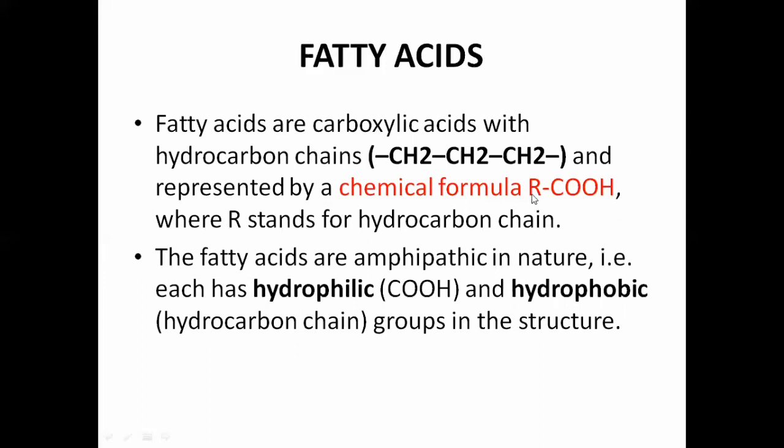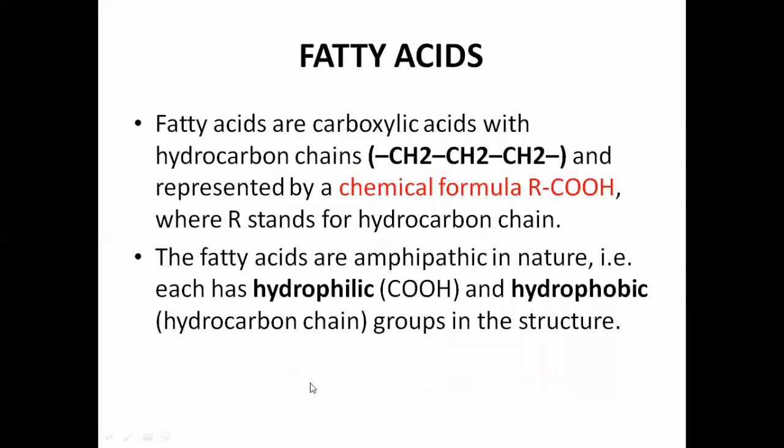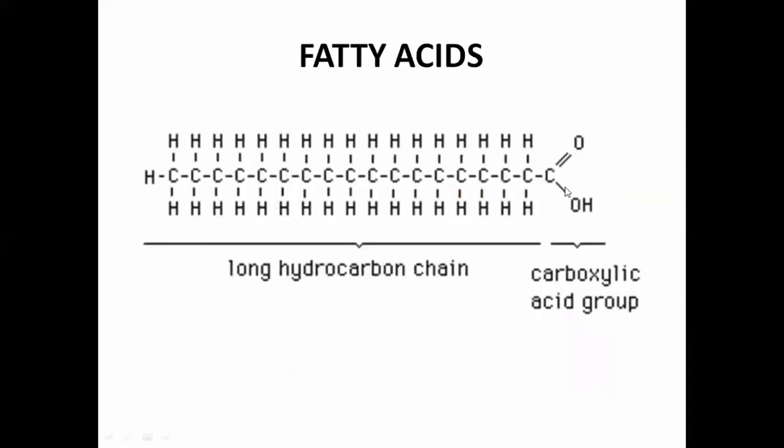But this R group will be different for different fatty acids, because they are different fatty acids, and the carbon numbers in these hydrocarbon chains will vary. It depends. These are the different fatty acids. Some have carbon 1, 3, 4, 5, 12, 18, 20, 22 and 24. So these are the carbon numbers. That's why the hydrocarbon chain is represented by R, because the carbon numbers will be different, and at one end the carboxyl group will be attached.